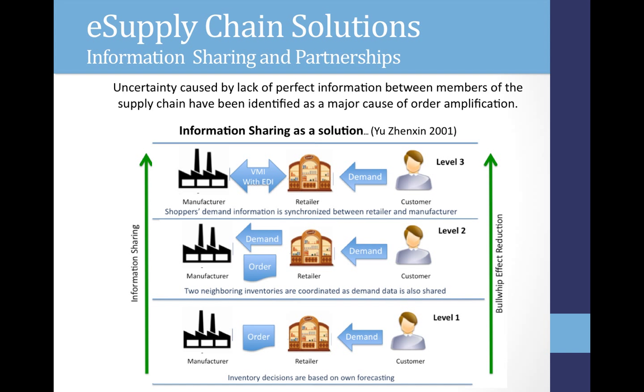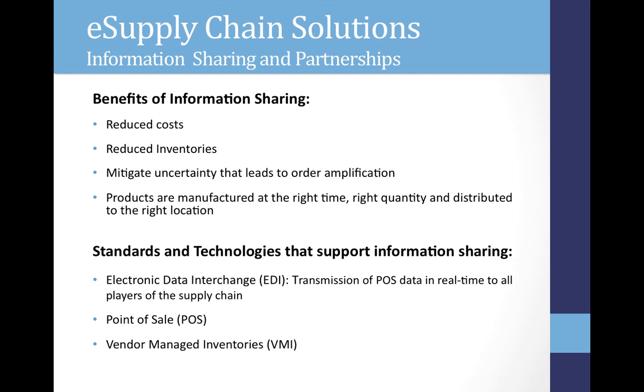The use of EDI makes the synchronization possible. Also, vendor managed inventory can be adopted and is going to be explained further by my colleagues. As the information sharing increases, the bullwhip effect reduction also increases. Some of the benefits of the information sharing are reduced costs, reduced inventories, and it helps mitigate the uncertainty that leads to order amplification. But especially important is the fact that products are manufactured at the right time, right quantity, and distributed to the right location.